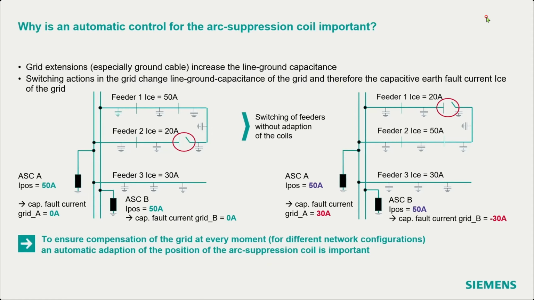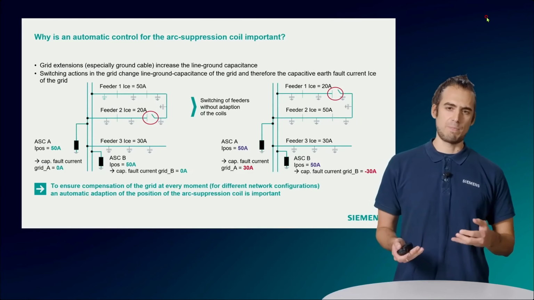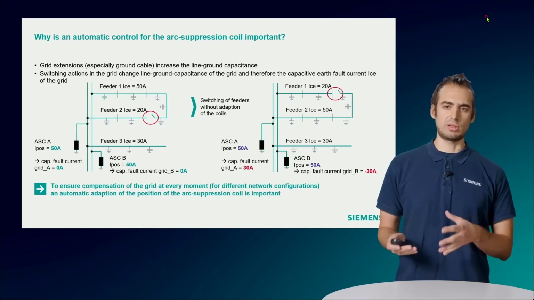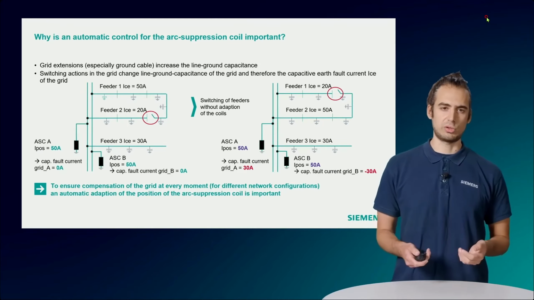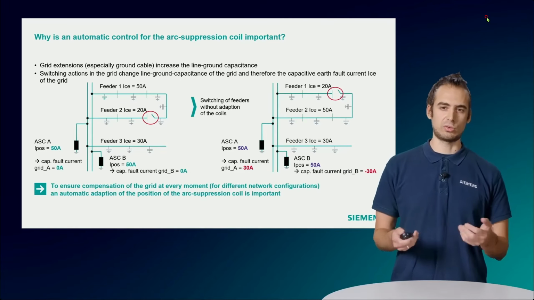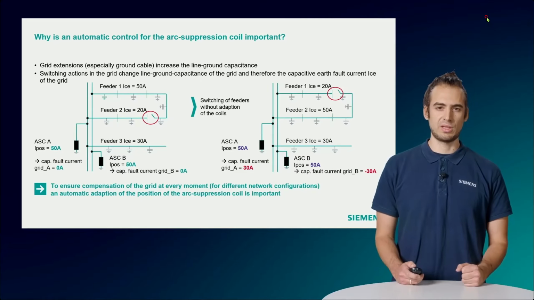And now, to ensure that we are always compensated for the current grid state, we now need an automatic adaptation of the arc suppression coil to the current line to ground capacity of the grid. And this is what we need an automatic control function for.